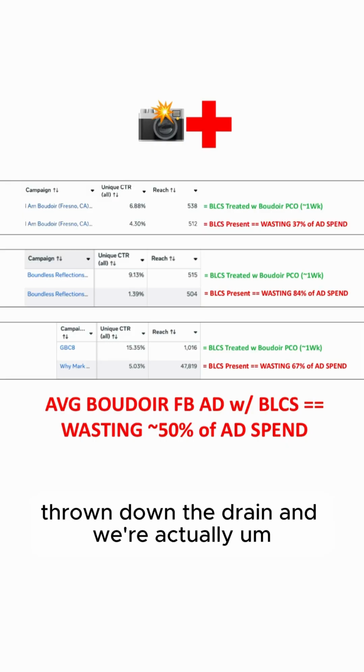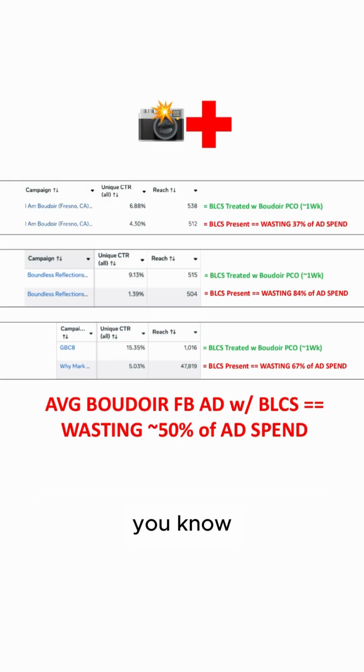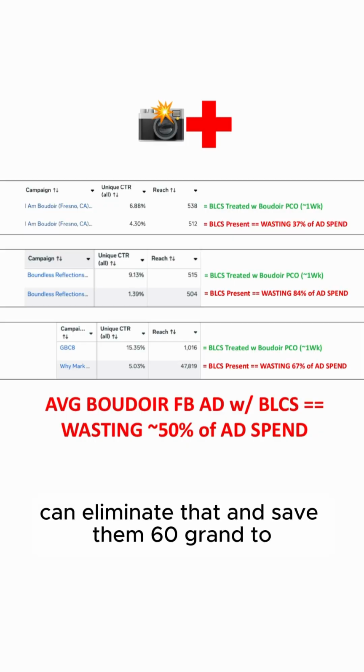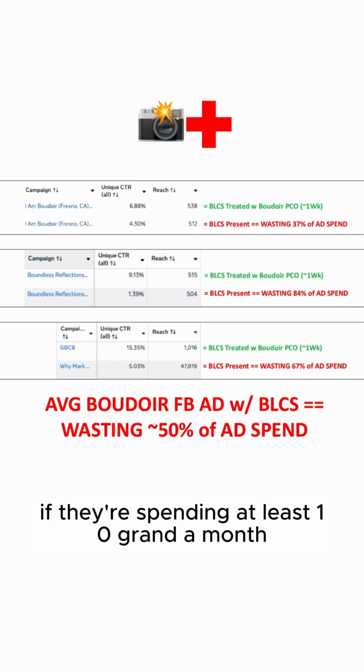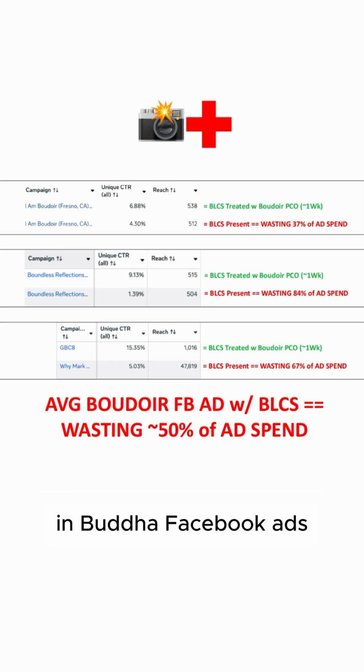And we can eliminate that and save them approximately 60 grand in the next year if they're spending at least 10 grand a month in Boudoir Facebook ads.